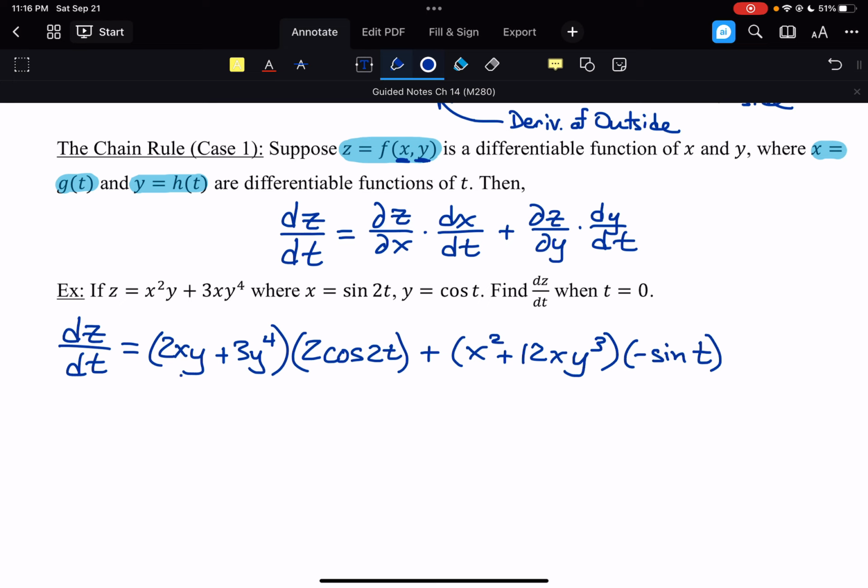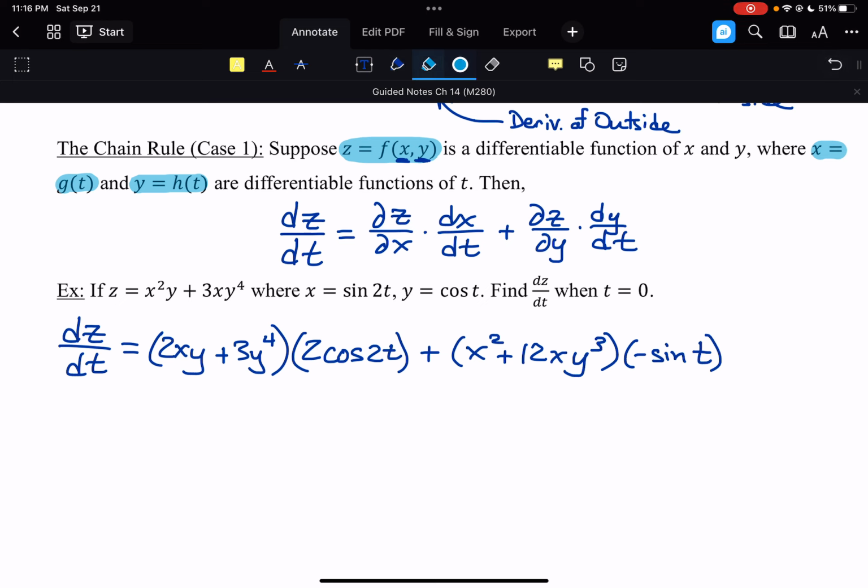Now, currently we have this expression in terms of x's, y's, and t's, so we don't want to leave it in that form. If it just asks for the formula itself, we could go ahead and substitute in these values for t's. The x's become sine of 2t, the y's become cosine of t, and we could do that and expand out the formula.